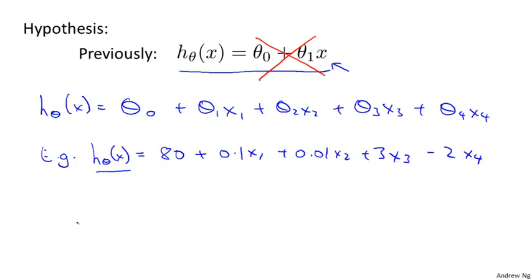This is saying that the base price of a house is maybe 80,000 plus another 0.1. So that's an extra $100 per square feet. Plus the price goes up a little bit for each additional floor that the house has. So x2 was the number of floors. And it goes up further for each additional bedroom the house has, because x3 was the number of bedrooms, and the price goes down a little bit with each additional year of the age of the house.